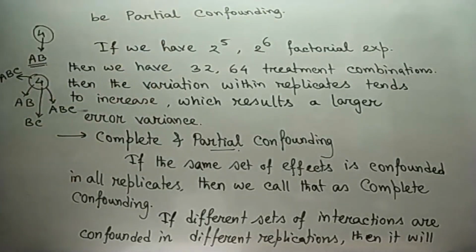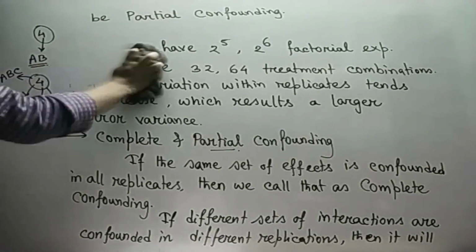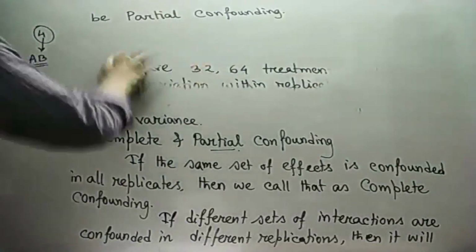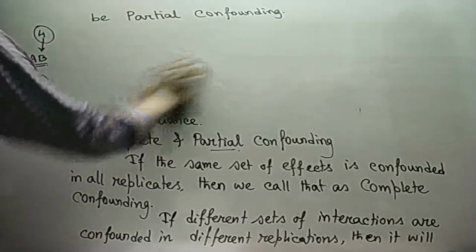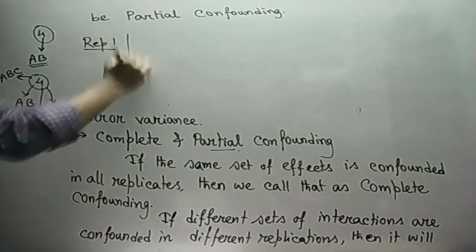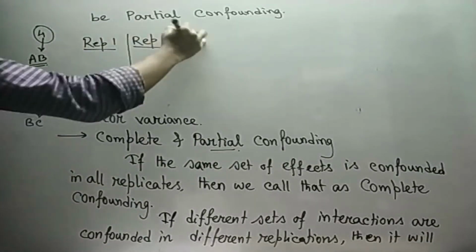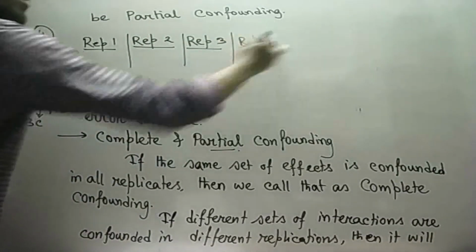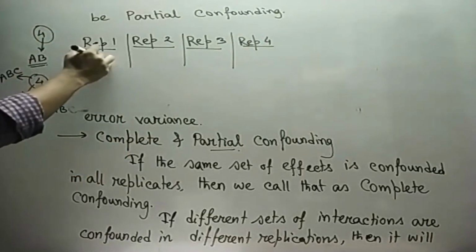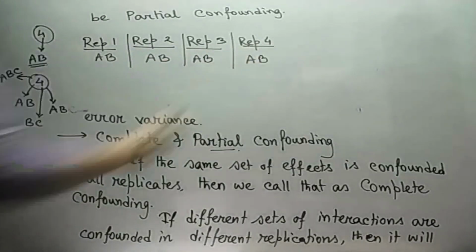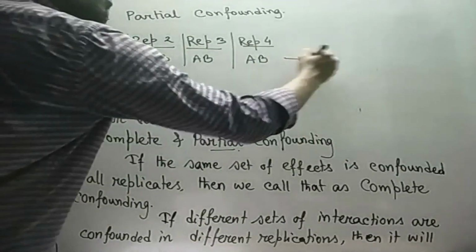Okay, that means, I have told you that if you have let's say 4 replicates, so let's have an example for that. So if we have 4 replicates, replicate 1, replicate 2, replicate 3 and replicate 4, and in each and every replicate the effect AB is confounded. Okay, now this is basically a case of complete confounding.